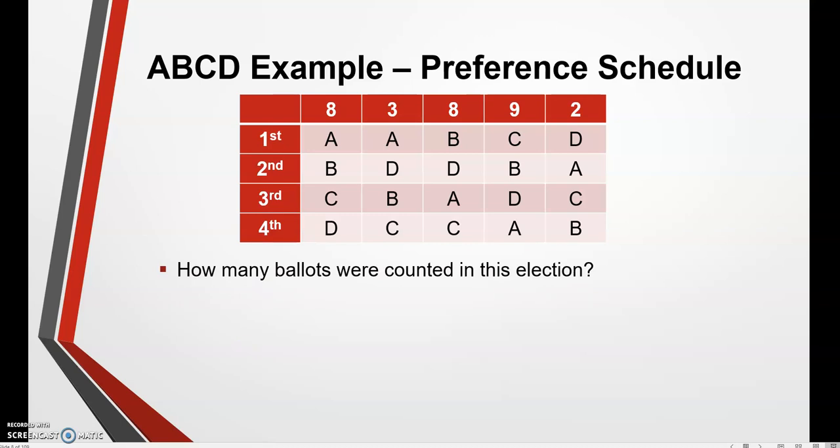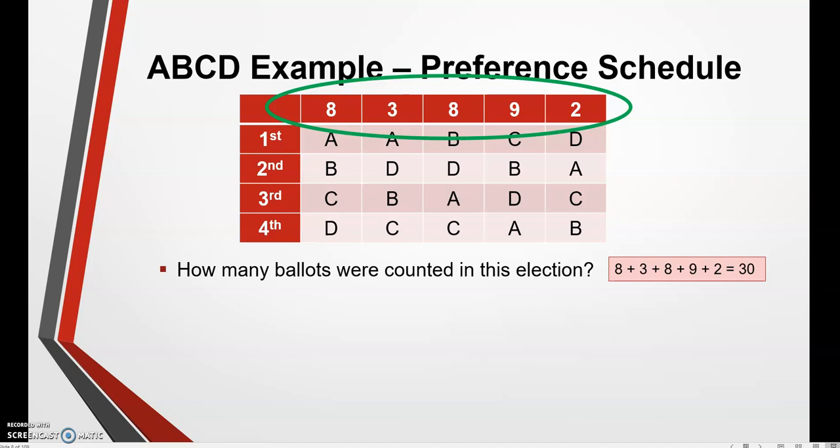The first thing that we want to know is how many ballots were counted in this election. Remember that the number at the top of the column tells us how many voters ranked the candidates this way. This tells me how many ranked them in this order, this tells me how many ranked them in this order, and so forth. So if I want to know the total number of voters, I simply need to add together all of these numbers across the top. In this case, 8 plus 3 plus 8 plus 9 plus 2, or 30 ballots were counted in the election, and therefore 30 people voted in the election.